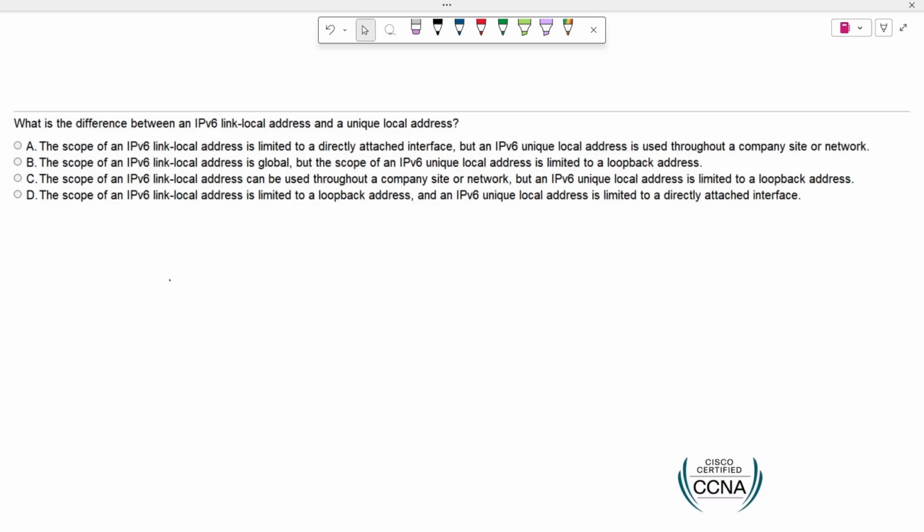Basically, it's asking us about IPv6, specifically the link local address and the SWAN address. What exactly is the difference between these two types of addresses? ULA and what's called LLA. What exactly is the difference between these two types of addresses? The difference is actually quite clear.